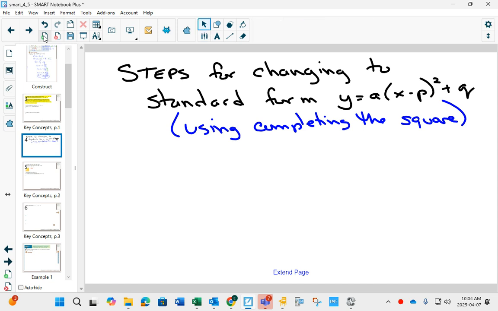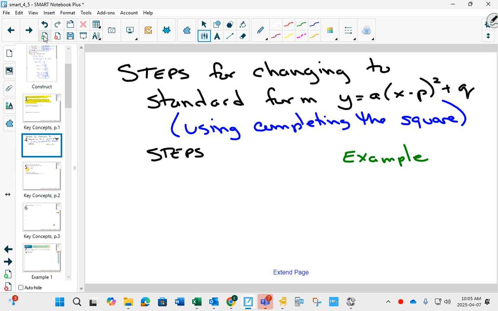And like I just showed you, the completing the square is a little bit different than solving. So changing to standard form and solving by completing the square are slightly different. So we're going to write out the steps. And as we write out the steps on this side, we're going to, at the same time, have an example on this side.